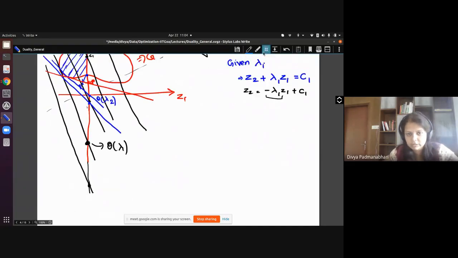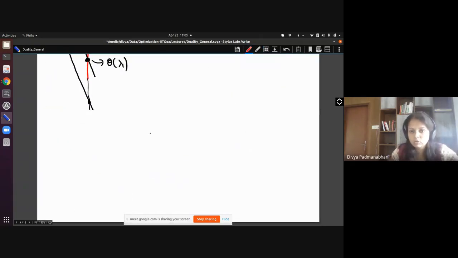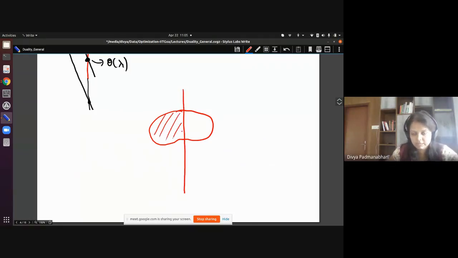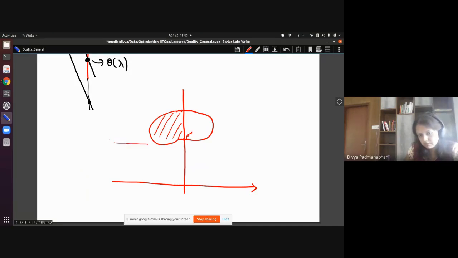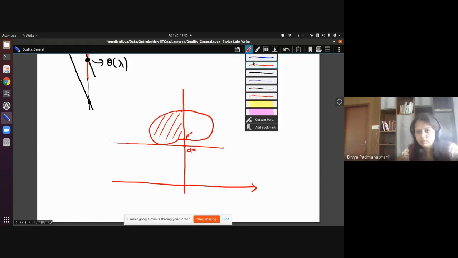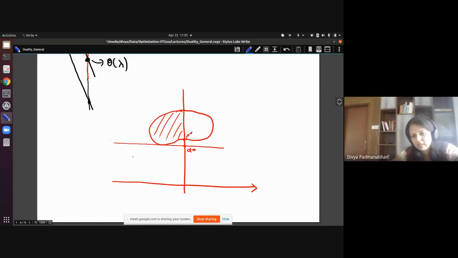Let me just draw another figure, since this is getting cluttered. Suppose the region is like this, and this is going to be the region of interest for the primal. So this is P star. And my claim is the dual, the best value you can get, is something like this. So maybe this is going to be my D star. That's my claim. So why cannot it be something like this? If I do it this way, maybe this is a better value, right? So why can't this be the D star?